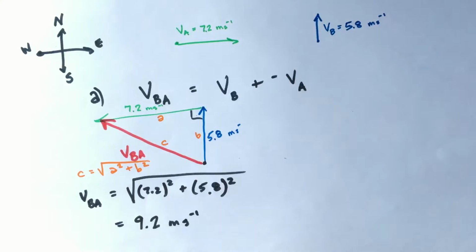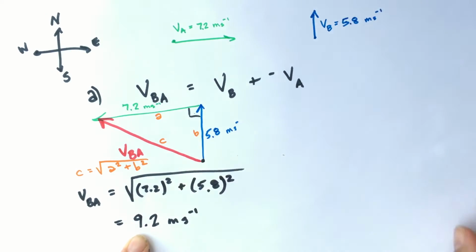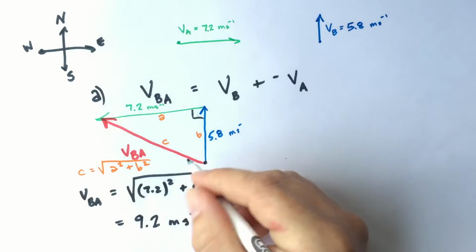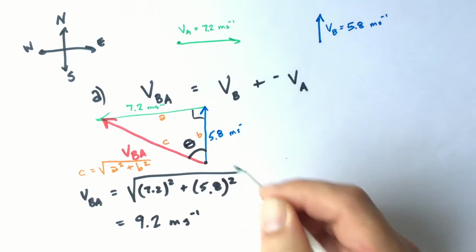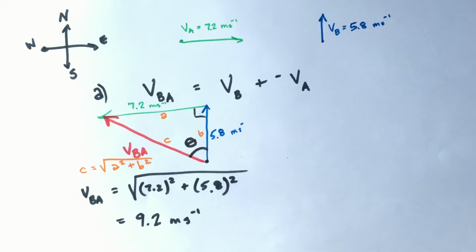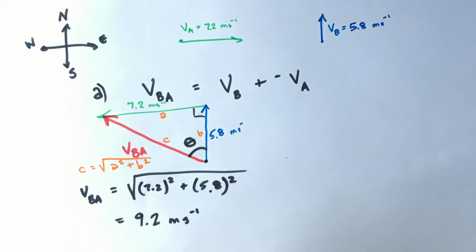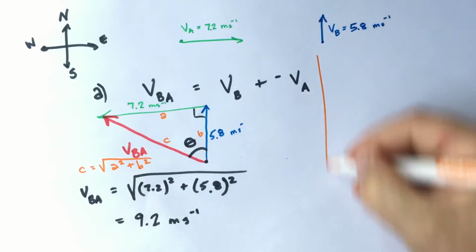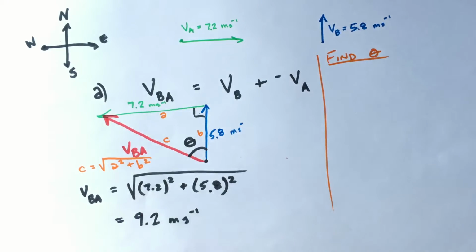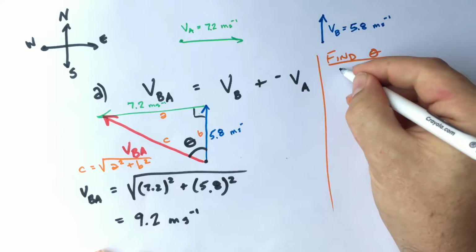But this is only the magnitude of our vector, right? This only says what the magnitude of that vector is. In order to answer a vector problem, we have to give both a magnitude and a direction. So really we should find what this angle theta is here. We should say it's 9.2 at some angle theta. Let's divide out a little space for us here. Find theta.